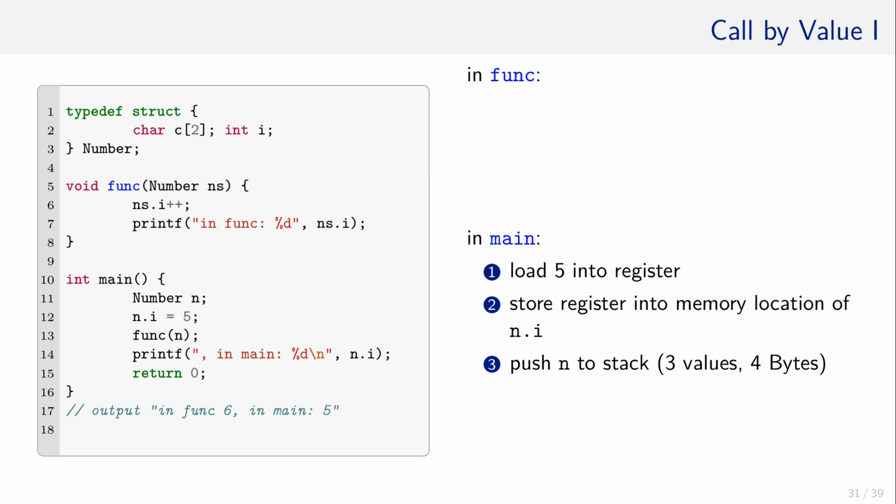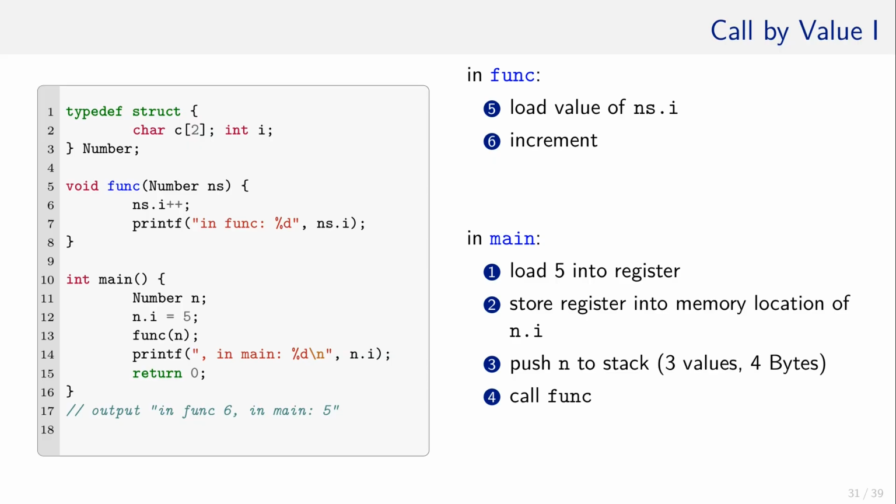Let's continue. What happens next? The CPU calls the function, which means it jumps to the first instruction in the function where we want to increment the value of I. Since only the struct ns is available within the function, n is only available in the main, we manipulate only one version of the struct.